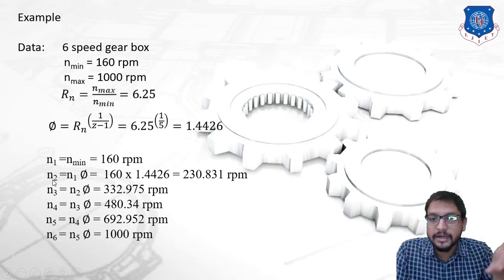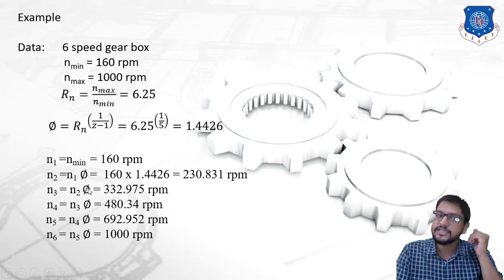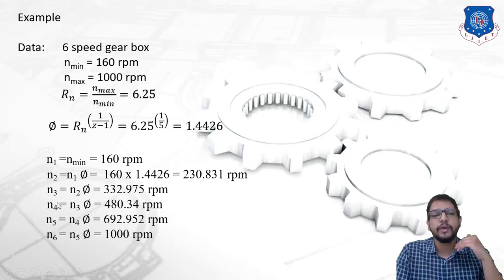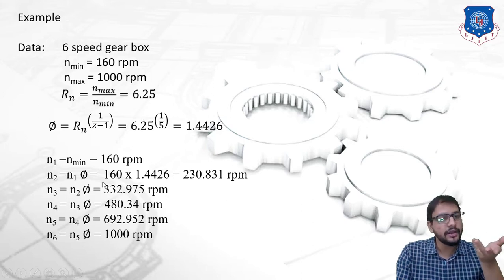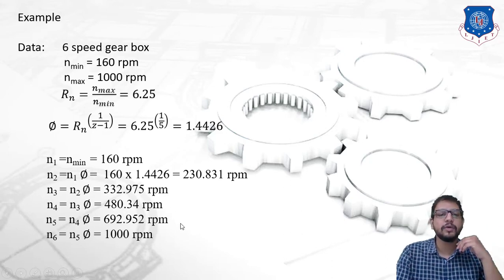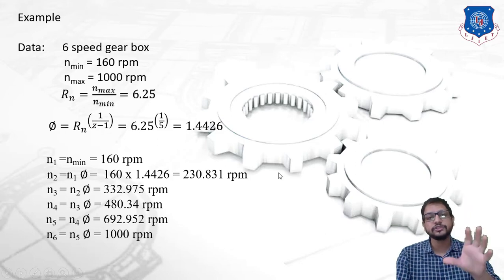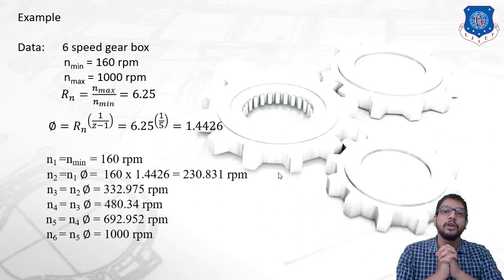Now what is the next speed? How can we determine that? By using the geometric law. N2 would be equal to N1 phi, N3 is equal to N1 phi squared, N4 is equal to N1 phi cubed, N5 is equal to N1 phi to the 4th, and N6 is equal to N1 phi to the 5th. And that would obviously come equal to N max, which is equal to 1000 rpm. So you can clearly see that N1 is 160, N2 is 230 rpm, N3 is 332 rpm approx, N4 is 480 rpm, N5 is 692 rpm and N6 is 1000 rpm. So by using the geometric law, we have found out the different spindle speeds which could be available on our machine tool.